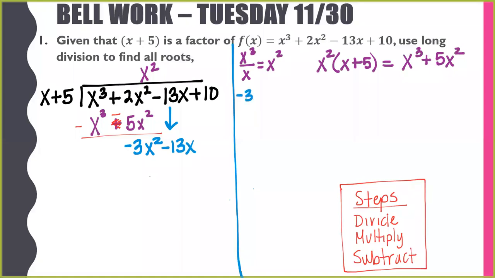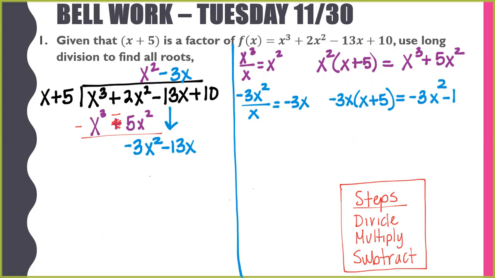So that's negative 3x squared divided by x, which is negative 3x. You put that on the top. And then you multiply negative 3x times x plus 5. And you get negative 3x squared minus 15x. You slide that over. But you have to do a change. So this becomes a positive and this becomes a positive.